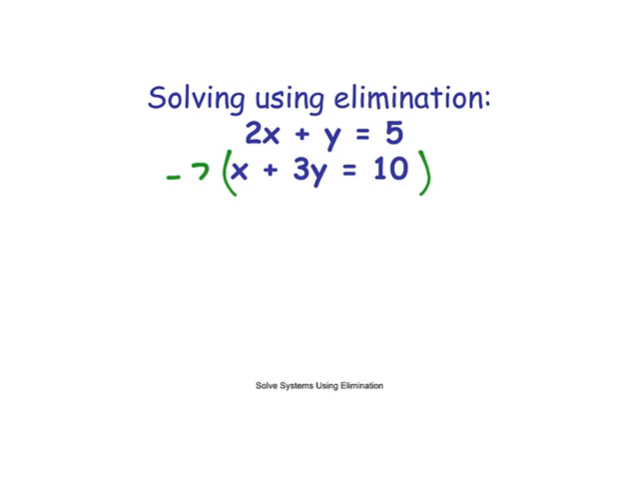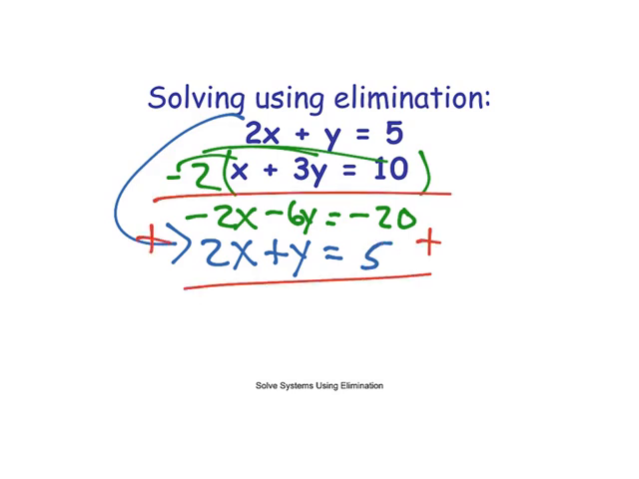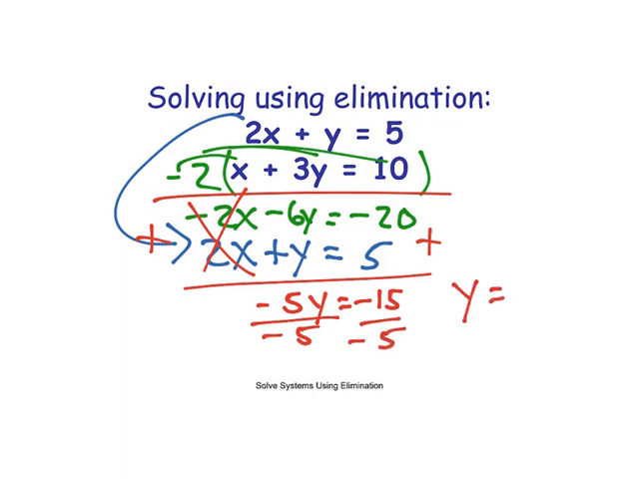Well, that should be pretty easy. All I need to do is multiply the second equation by -2. That's going to give me -2x, -6y, -20. I then bring the first equation down. I'm just going to rewrite it, not doing anything with it. But I can tell right now that adding these together will, in fact, eliminate x. I get -5y equals -15, so y is equal to 3.